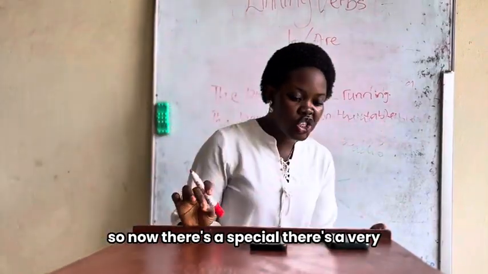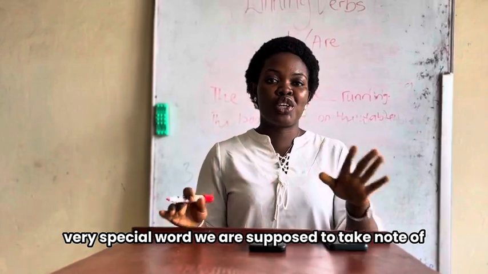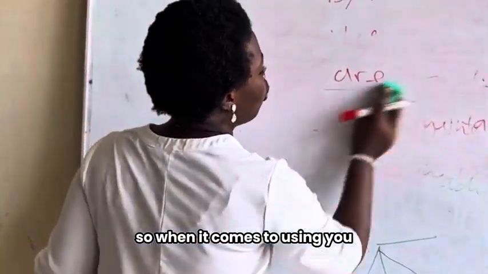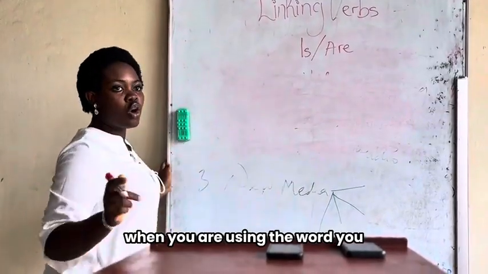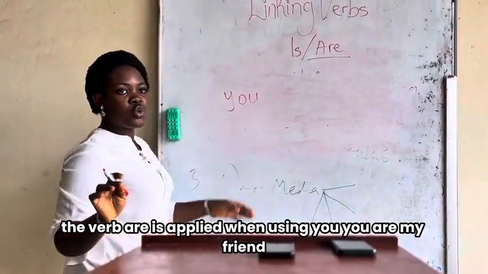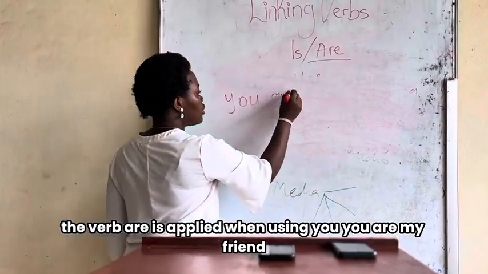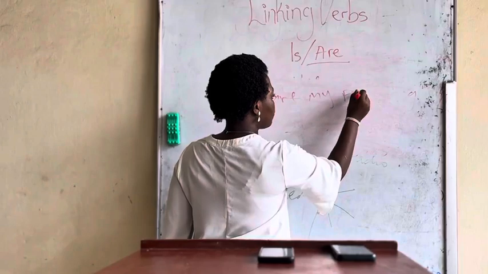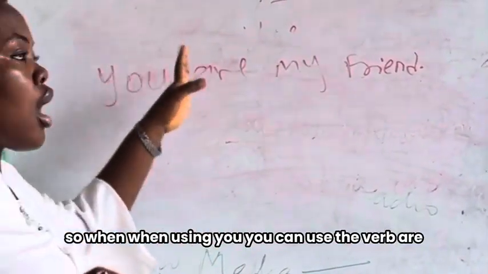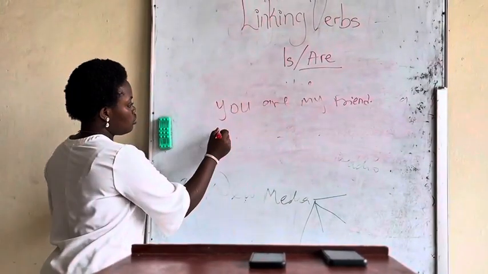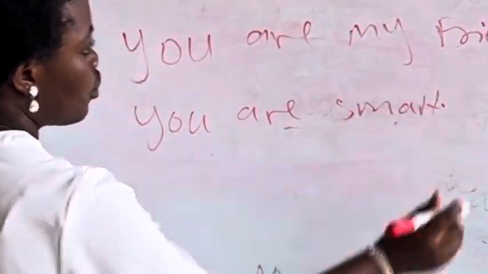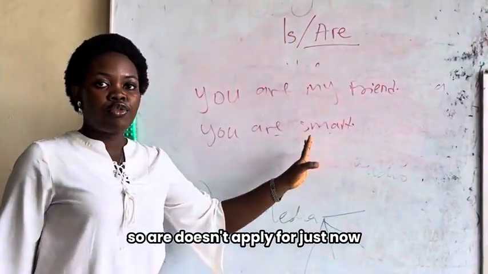So now there's a very, very special word you are supposed to take note of. When you are using the word you, the verb are is applied. You are my friend. So when using you, you can use the verb are. You are smart.